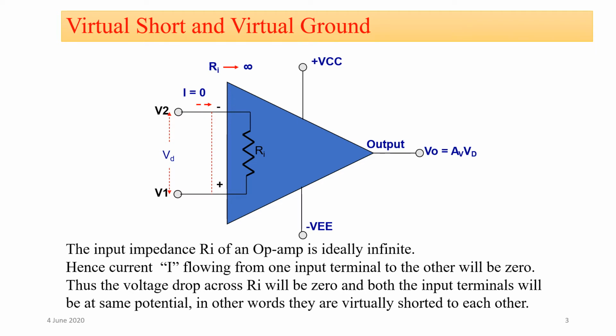If we take one example, if inverting input terminal is connected with the ground potential, then according to the virtual short concept, the non-inverting input terminal is also connected with the ground potential. And similarly, if the non-inverting input terminal is connected with the ground potential, then according to the virtual short, our inverting input terminal is also connected with the ground potential. And this concept is nothing but the virtual ground.